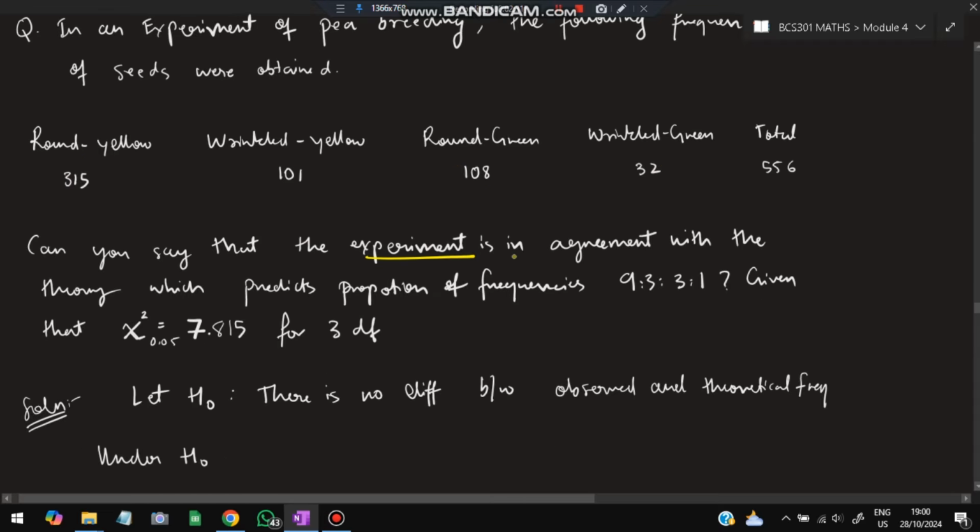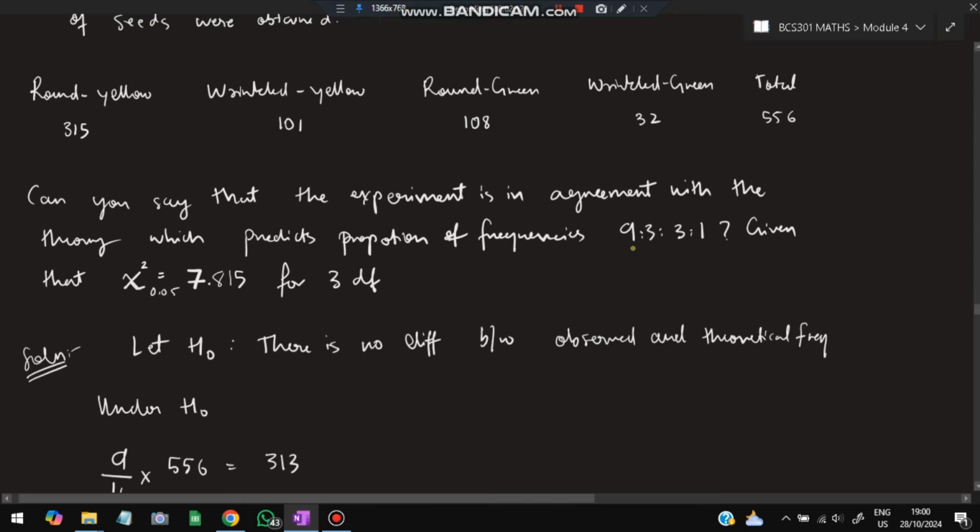Now, can you say that the experiment is in agreement with the theory which predicts the proportion of frequencies 9:3:3:1? If they give this type of question, they will also give the chi-square value here, for 3 degrees of freedom. Now, after you have got to know that it is the chi-square test, what do you have to do?